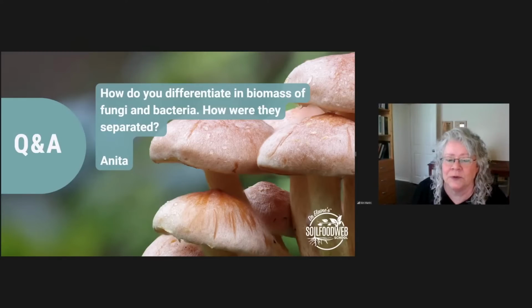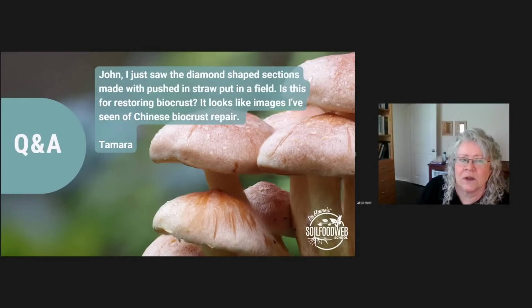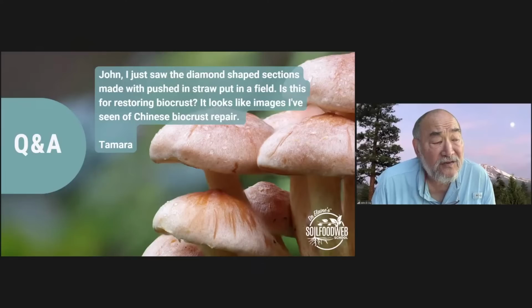So let's go ahead and move on to the next question. John, I just saw the diamond-shaped sections made with pushed-in straw put in the field. Is this for restoring biograss? Well, it's interesting to do that. That's called, well, it's just making grids by pushing straw into the ground.